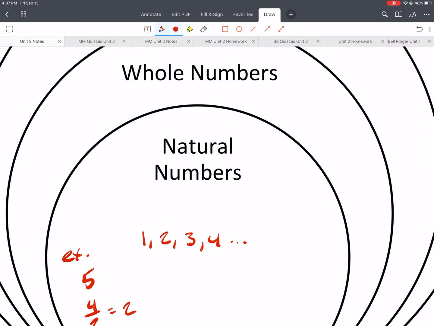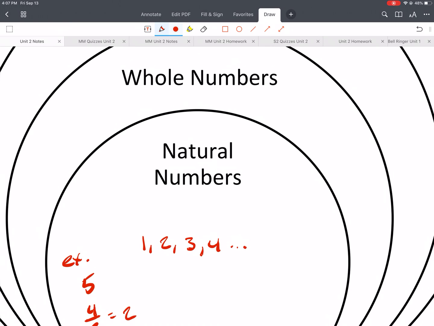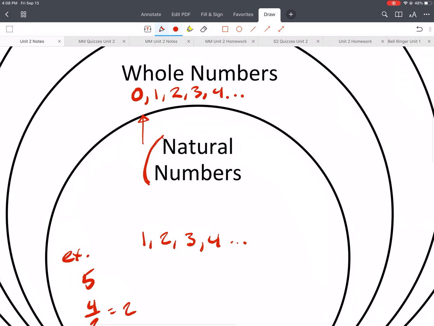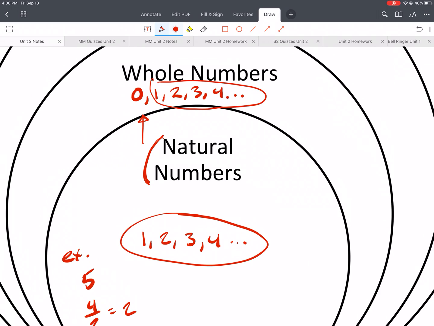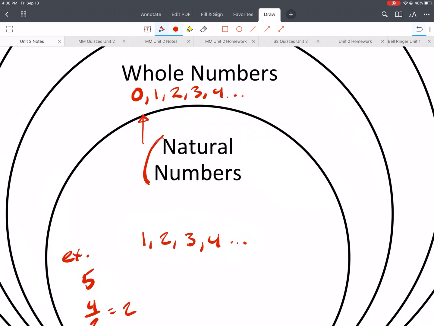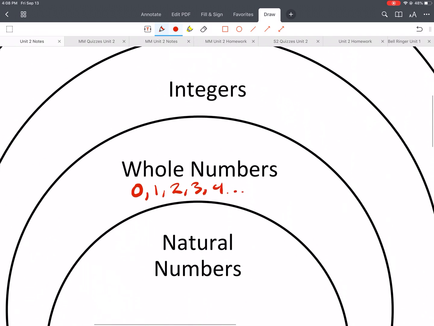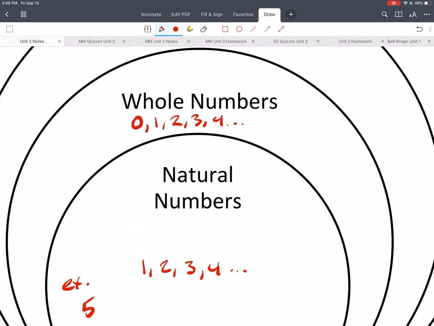Next we have the whole numbers. So whole numbers are the same as natural numbers, except they have a whole. And that whole is a 0. So we have 0, 1, 2, 3, 4, and so on. So all natural numbers are also whole numbers, okay? And you can totally see that because this is 1, 2, 3, 4, 5, and we have 0, 1, 2, 3, 4, 5. So the natural number is part of a whole number, and a whole number is part of an integer, okay? They kind of build upon each other.